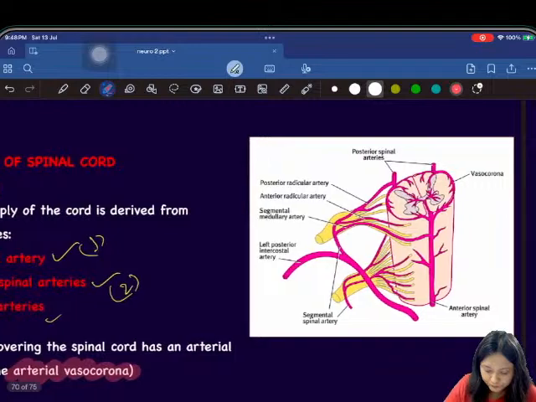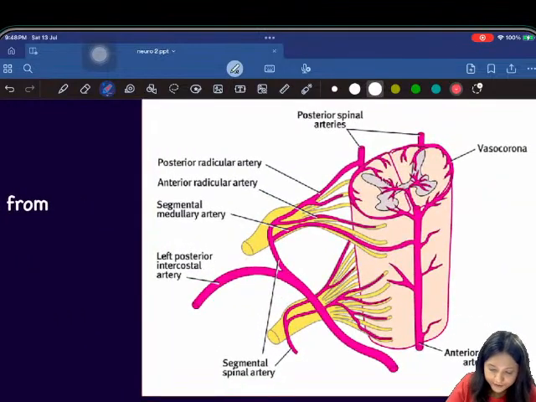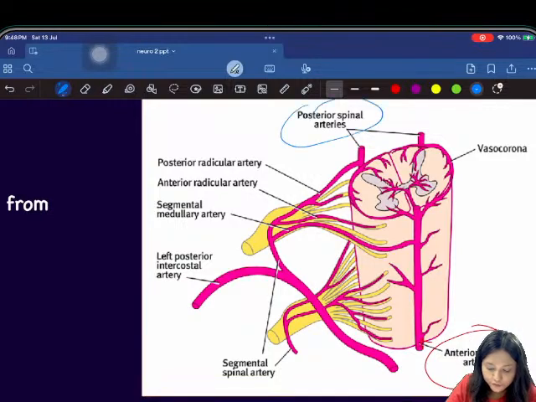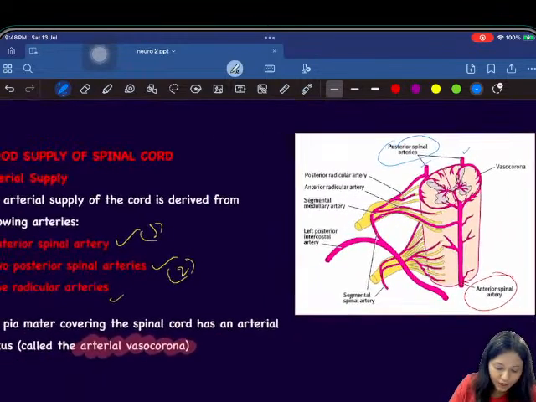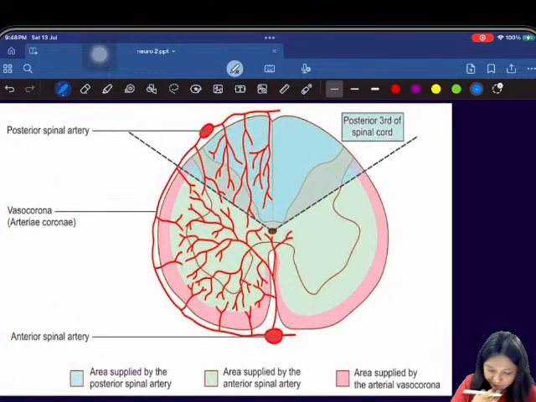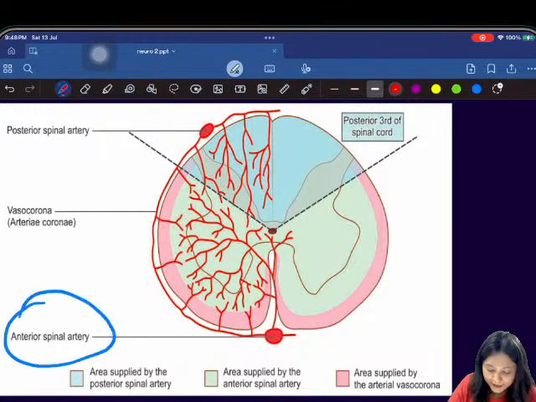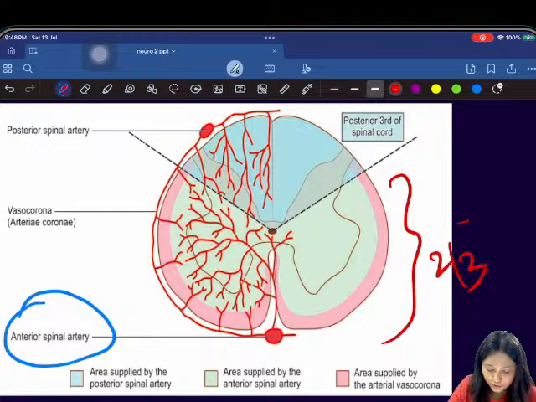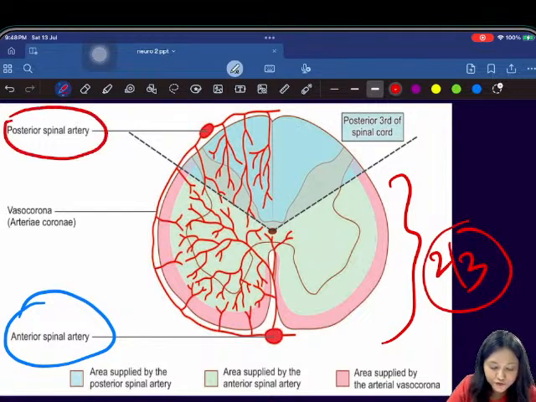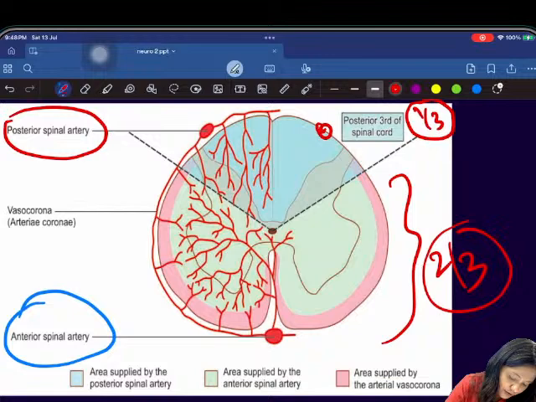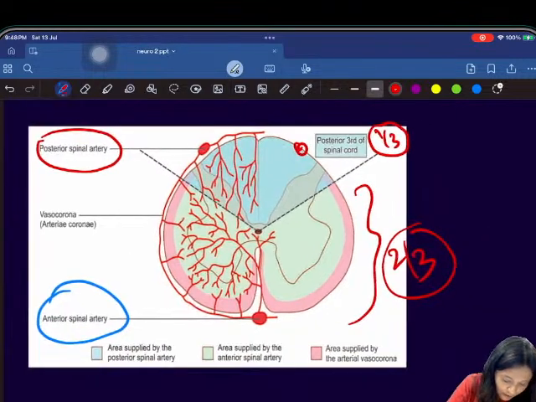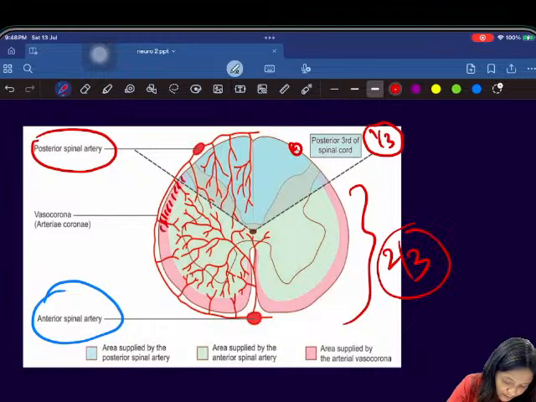So you can see here, you have the anterior spinal artery, and you have 2 posterior spinal arteries. Now this is important. As you can see here, this is the anterior spinal artery, and it is supplying the anterior 2/3 of the spinal cord, and the posterior spinal arteries, you have 2 on both sides, are supplying the posterior 1/3. Also the vasocorona is supplying circumferentially.